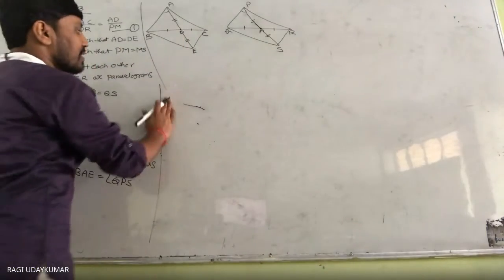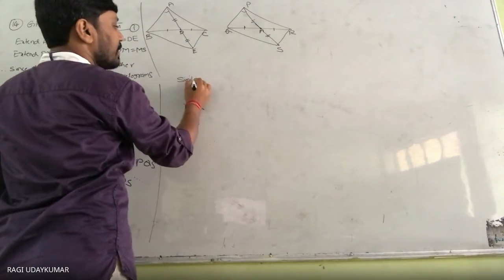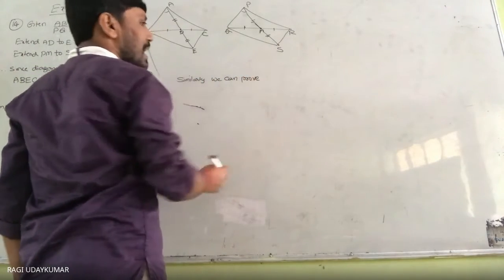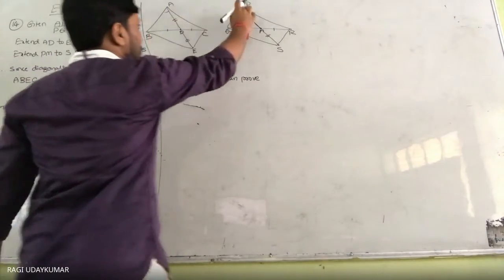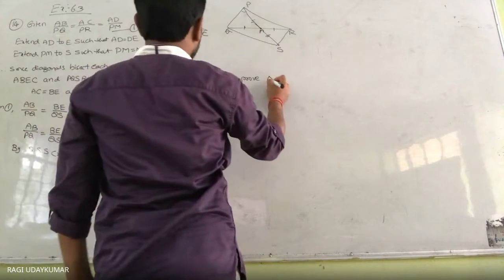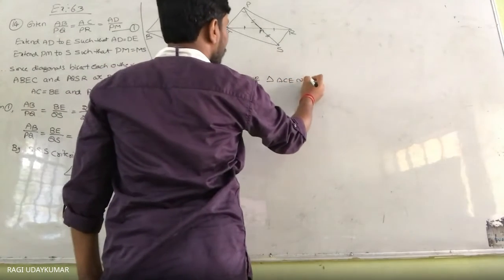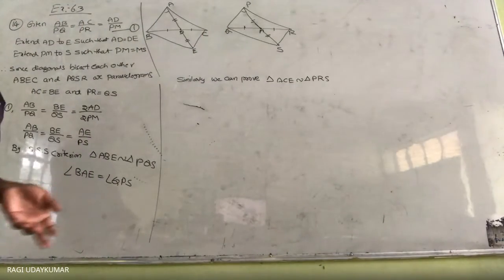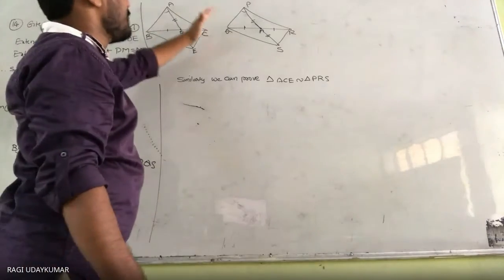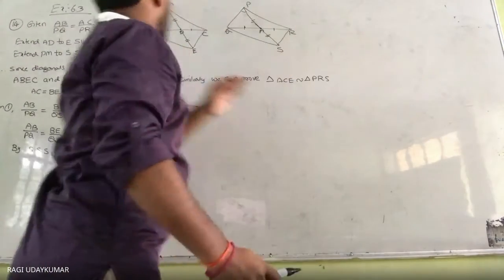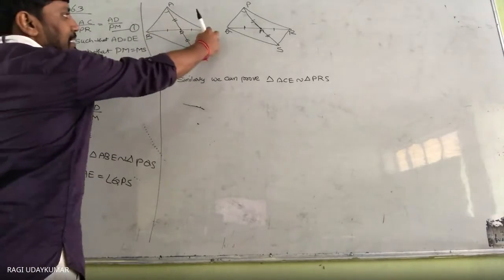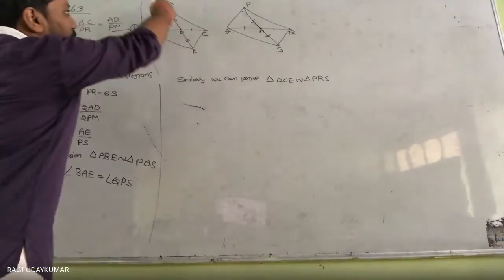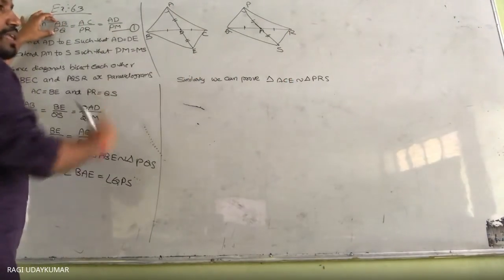Similarly, we can prove in the same way as we have proved, these two triangles are similar. Triangle ACE is similar to triangle PRS. You can write it the same way, as it is. In this place take this equal to this, this one by this one. In this place, instead of AB take AC, instead of PQ take PR, and double this. Then you are going to get the two triangles as similar.